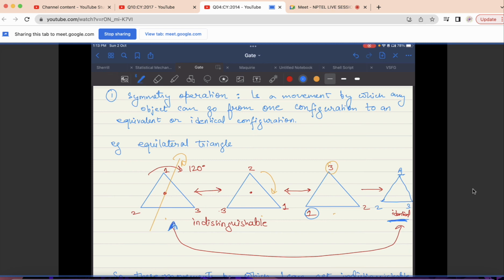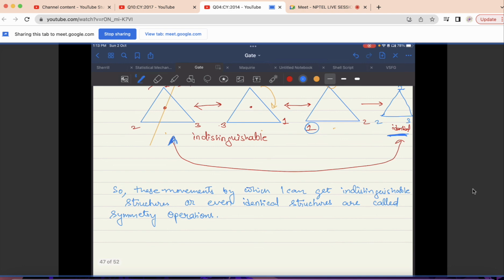You can understand and apply it to any molecule. These movements by which I can get indistinguishable structures or even identical structures are called the symmetry operations.